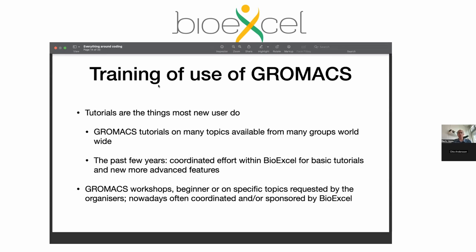Then we have a training aspect. So training of users of Gromacs. This is not the topic of this workshop, but it's of course important for a code that people know how to use it. Tutorials are actually what most new users do to learn how to use a code. So we now have Gromacs tutorials available on many topics.